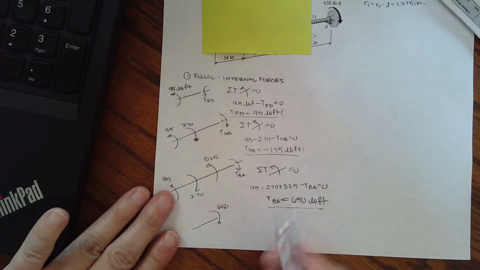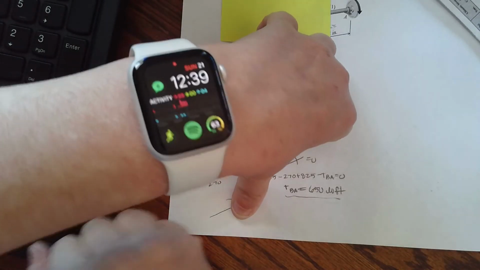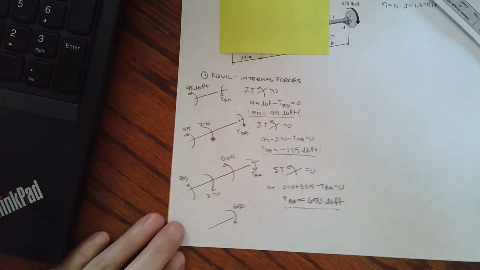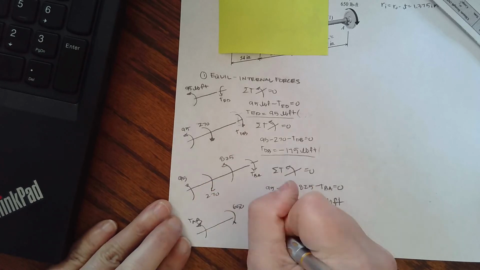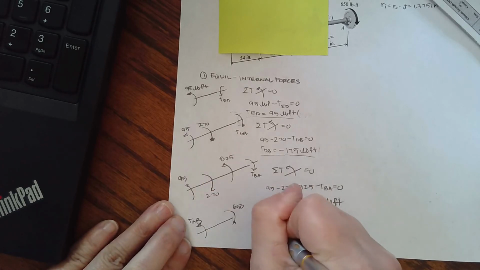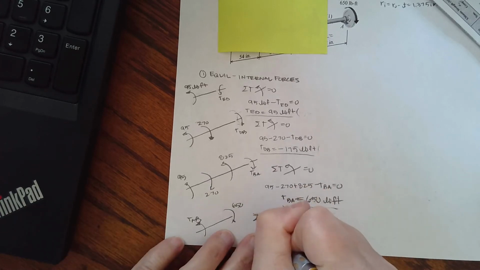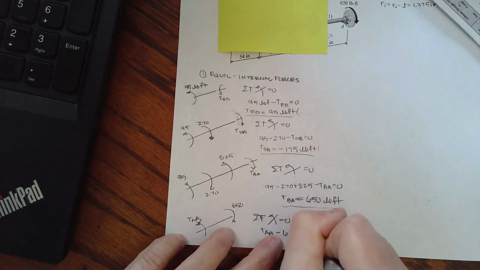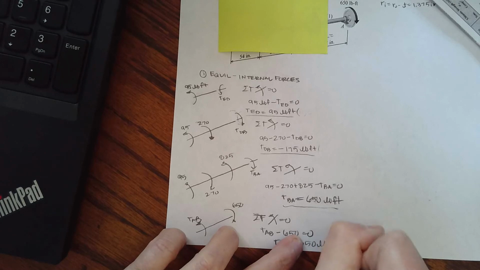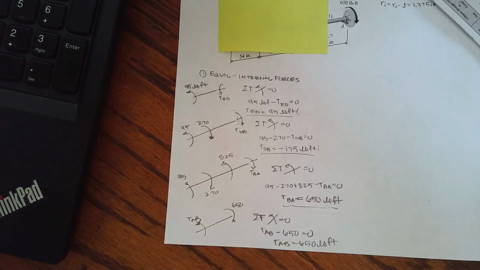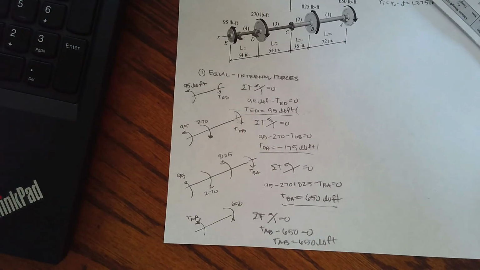Okay, so I have 650. Now coming from this direction, if I put the butt of my hand up to right here, and go back, then I can see that that is positive. And now if I sum my torques, and we're going to go that way is positive, equals 0, I have torque AB minus 650 equals 0. So torque AB equals 650 pound-feet. It's positive. They are the same. So if you're struggling with this, just work it forwards and backwards. You should get the same values.